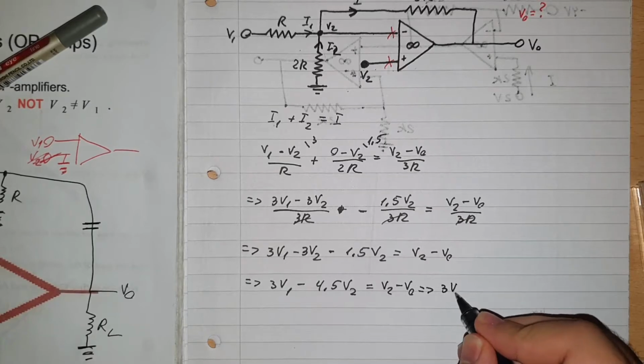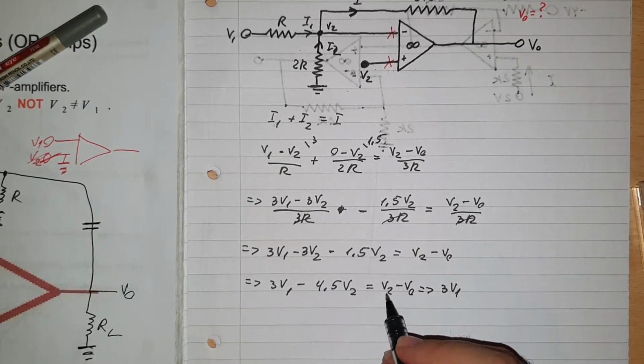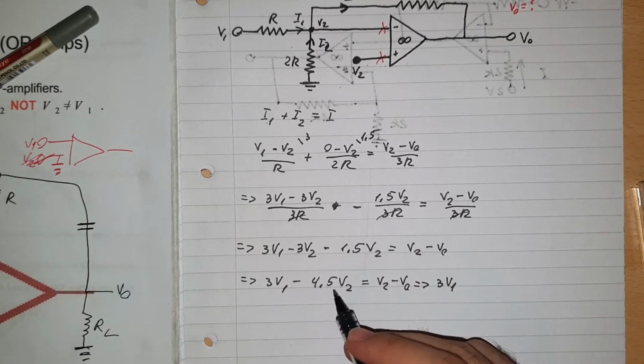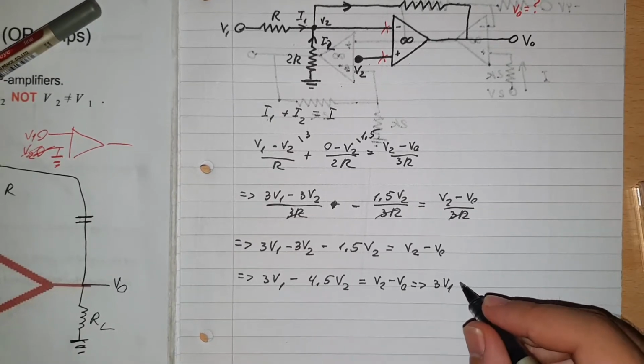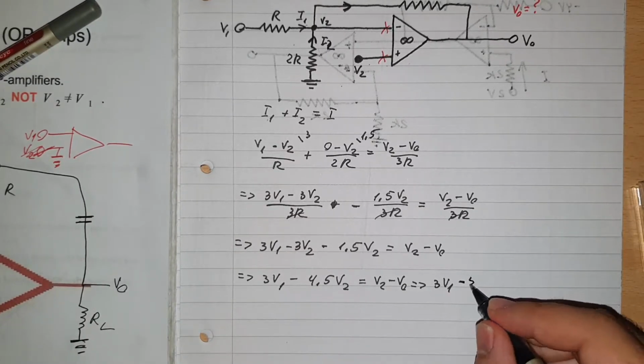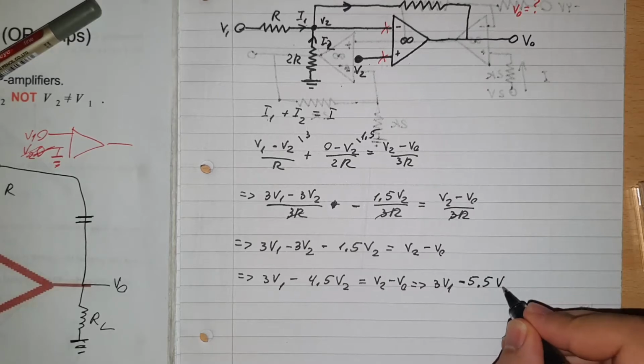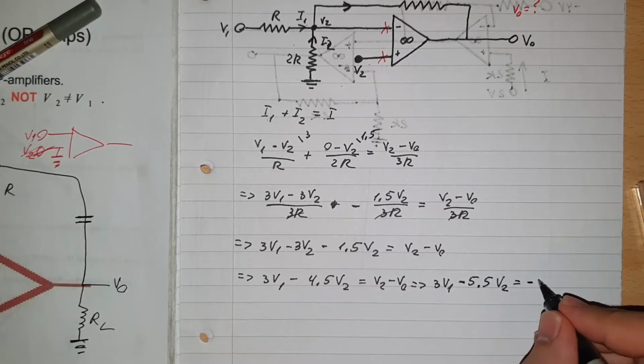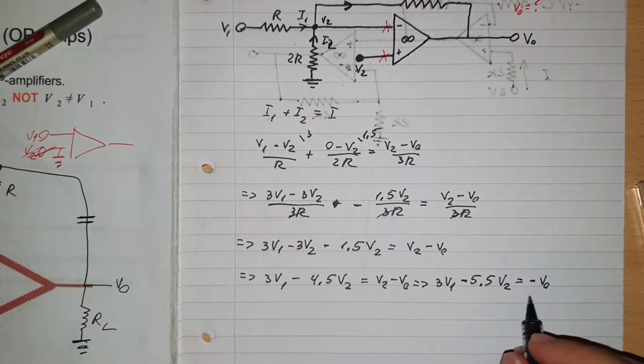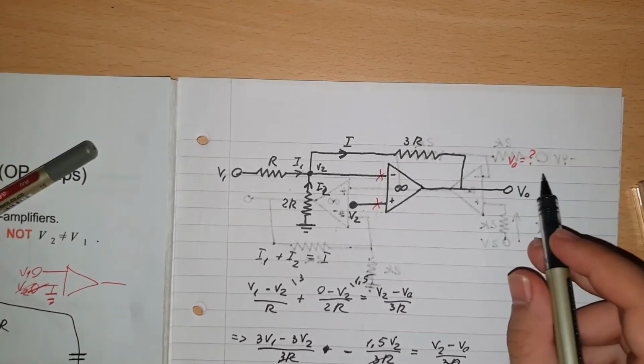Therefore 3v1, we move this positive v2 to the other side as negative, so that will be 3v1 minus 5.5 v2 equal to minus v out. But we don't really want v out to be negative, because the question is asking us for the positive v out.